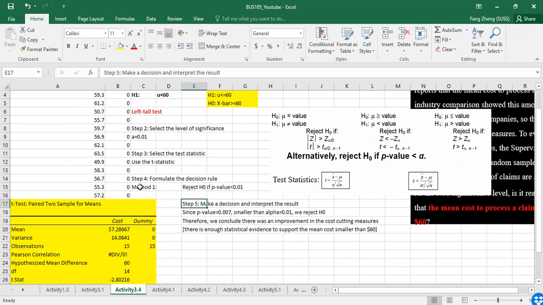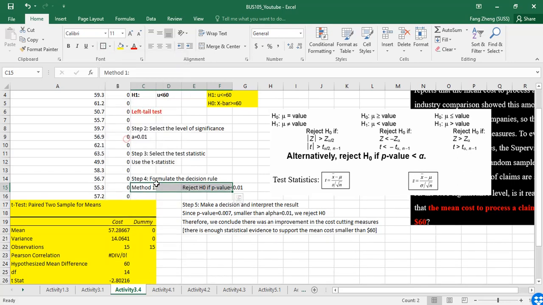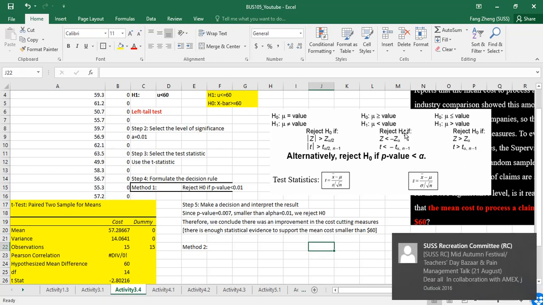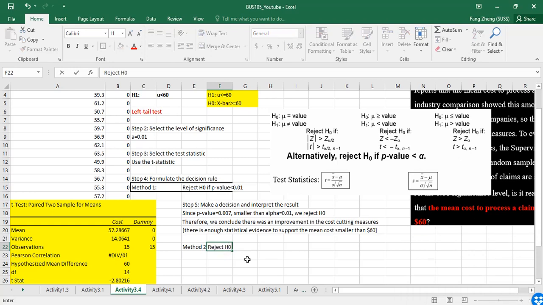Now we try to use a second method to answer this question. Method 2. So we use the rejection region. Then look at this summarized slide. If it's a two-tailed test, we choose this rejection region. If it's a left-tail test, we choose this rejection region. If it's a right-tail test, we choose this rejection region. So for this example, we need to follow the middle one, which is to reject H null if the T statistic is smaller than minus T critical.